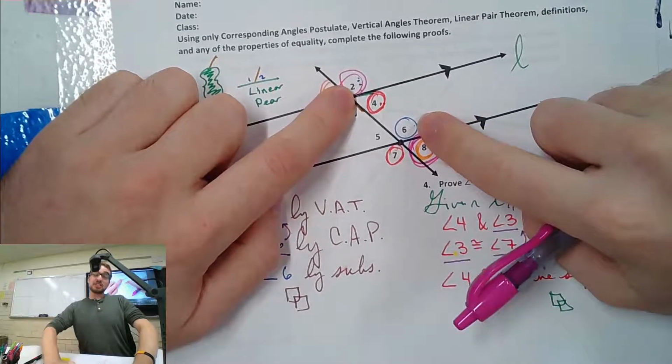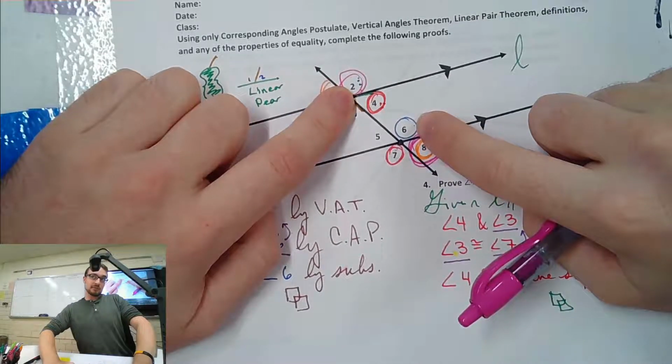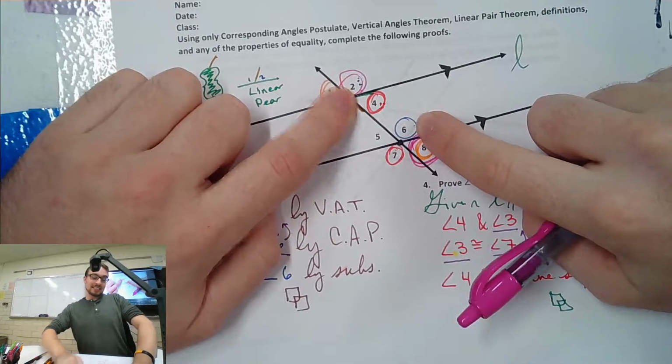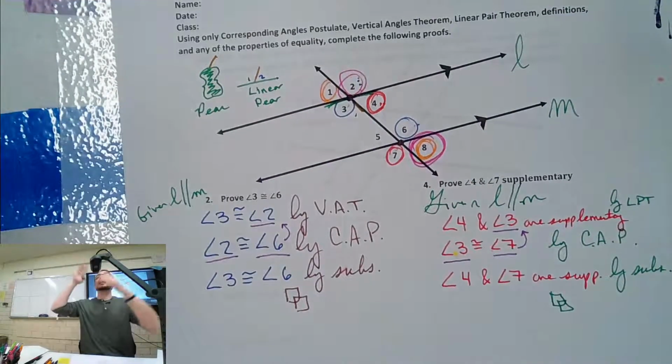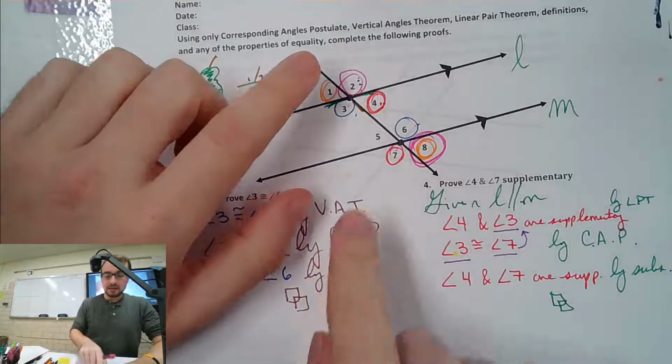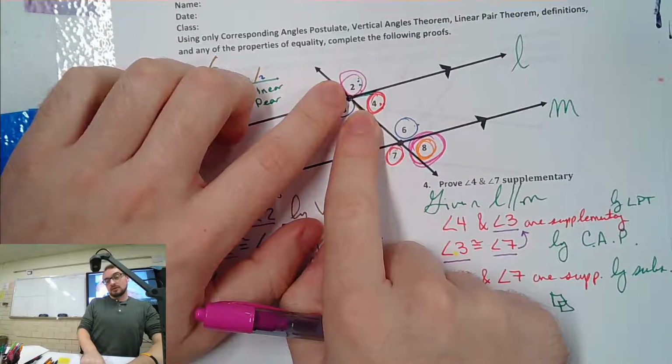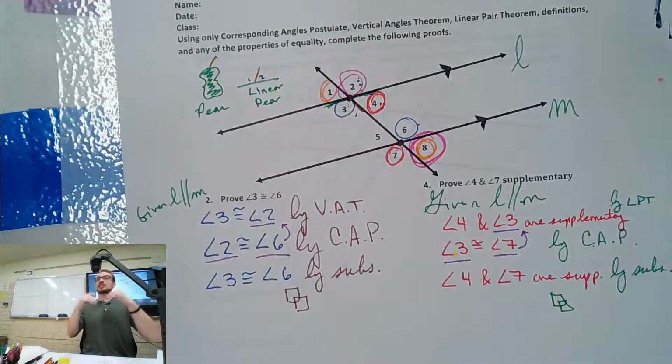All right, 2 and 6 are corresponding, and 6 and 8 are supplementary, so we can switch them out. Here's what I would do. I would say 2 and 4 are supplementary, and 4 and 8 are the same thing, so switch them out. That's what we did last time. But you could do it in reverse.